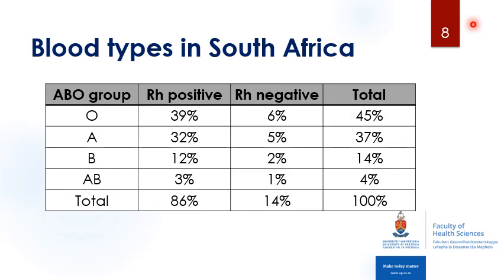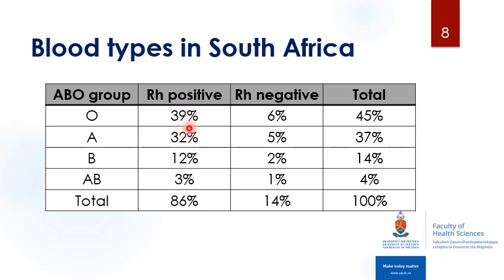Your blood group is determined by both your ABO and your Rh system. If we look at blood types in South Africa, the most common blood type is O positive. That means that you have neither the A nor the B antigen on your red blood cell surface, but you do have the Rh antigen on your red blood cell surface, so you'll be O positive, and that's the most common blood type in South Africa.